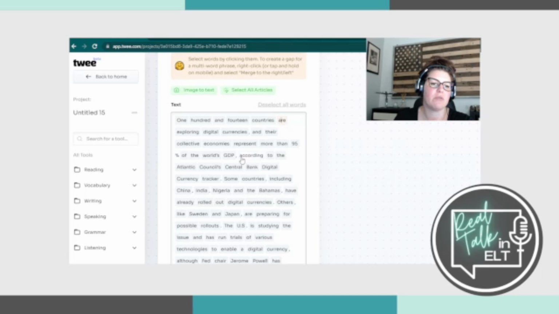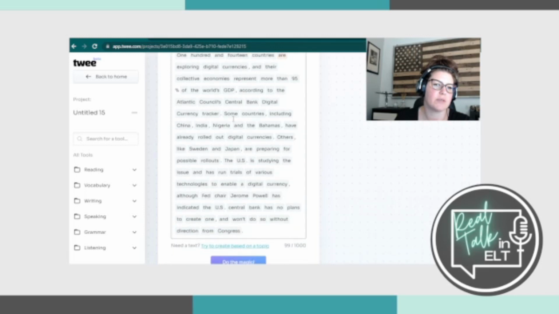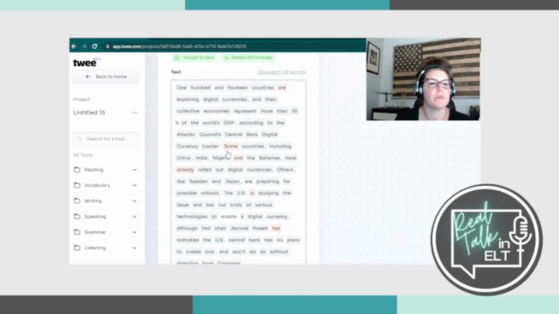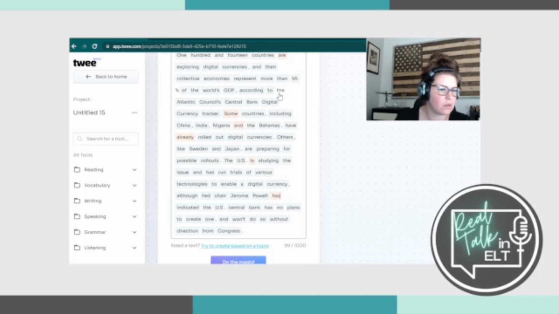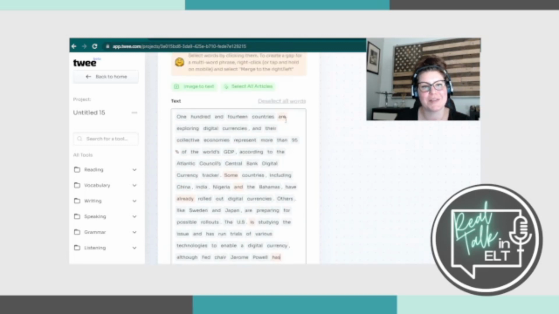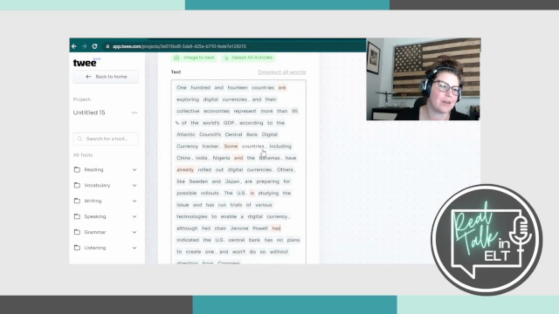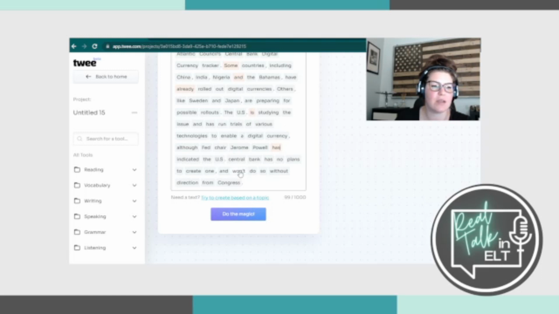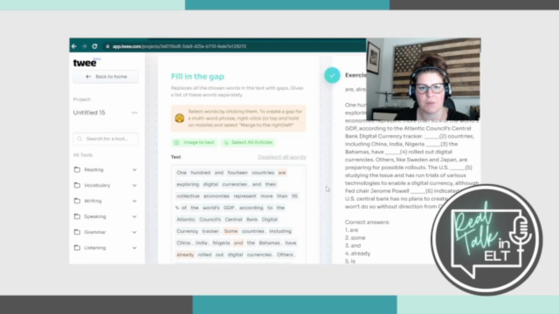But if we're doing it for grammar, then let me do more grammar related words. Okay, so I chose an auxiliary verb. Auxiliary. We've got some more. Okay, so these are the words that I chose. Are exploring, I chose are. Some countries, I chose some. And the Bahamas, I chose and. Have already rolled out, so I put already. And is studying, I chose is. Let's just see what it does. I don't know if it's going to be able to.